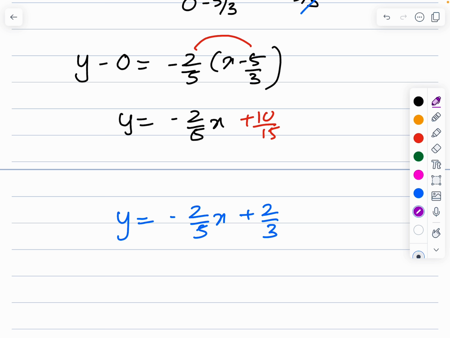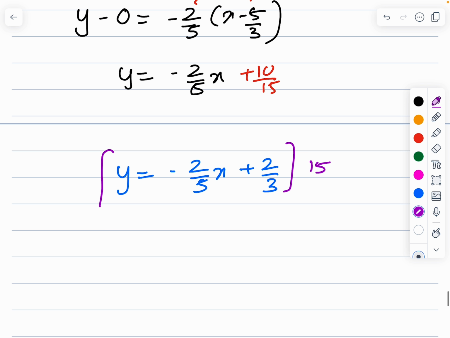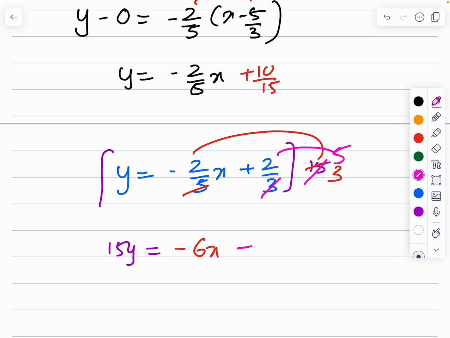But he says the answer should be in the standard form. Multiply by 15 on both sides. So 15y equals 5 times 1, 5 times 3. So 3 times 2 is negative 6x. Then 3 times 1, 3 times 5. 5 times 2 is 10. So bring 6x to the other side, and negative 10 equals 0. That's going to be the answer.